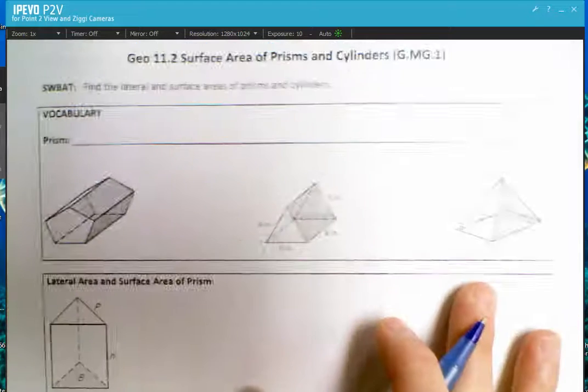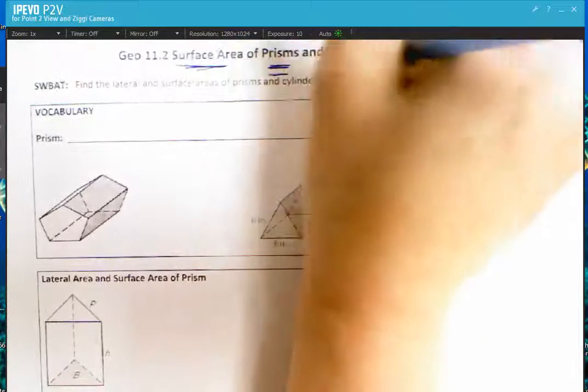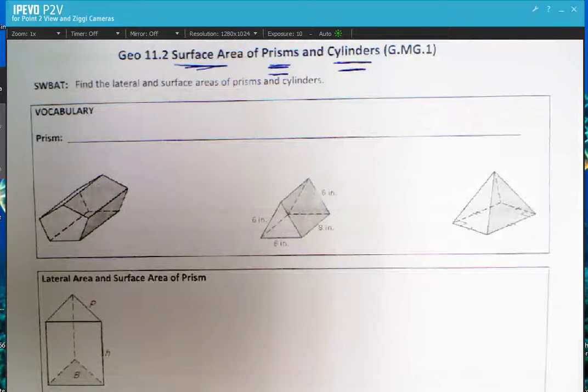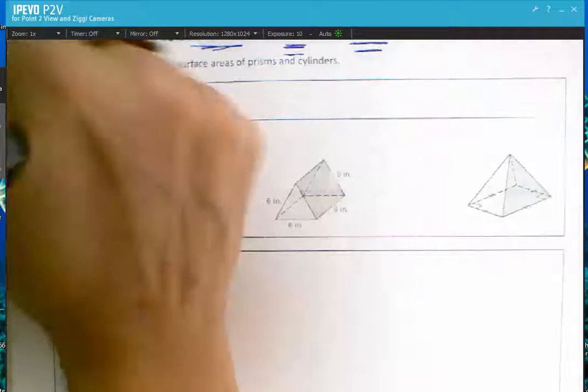Hi guys, we're going to jump into surface area today. Specifically, we're going to look at prisms and cylinders, and we'll get into other polyhedra later. So let's start with a reminder of what a prism is.